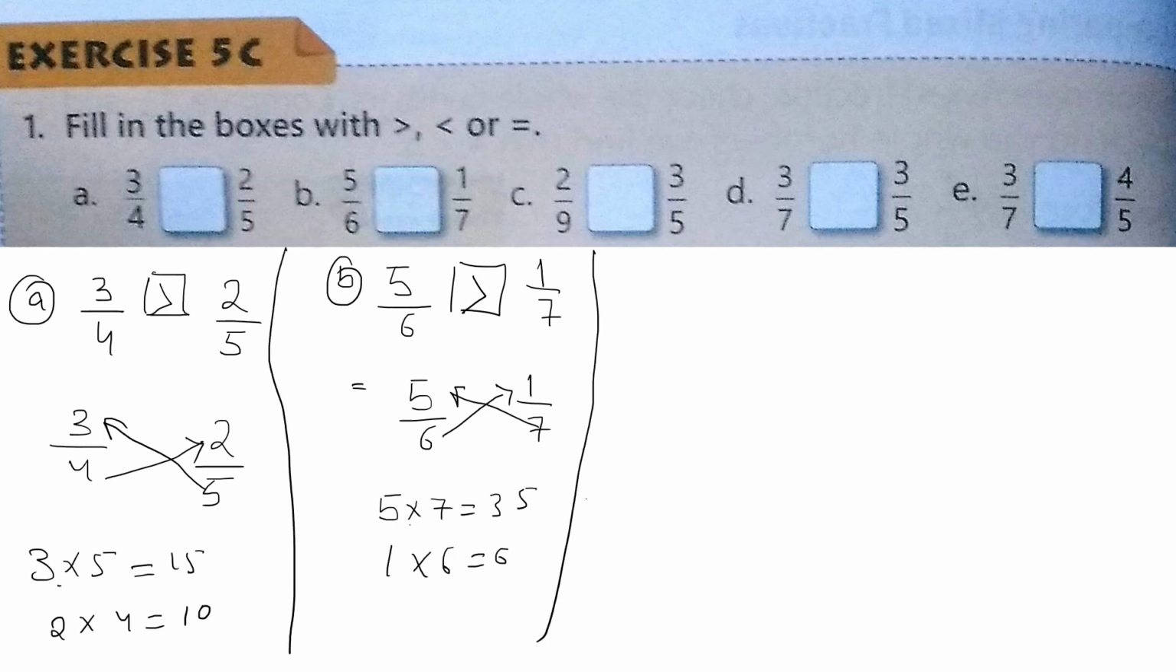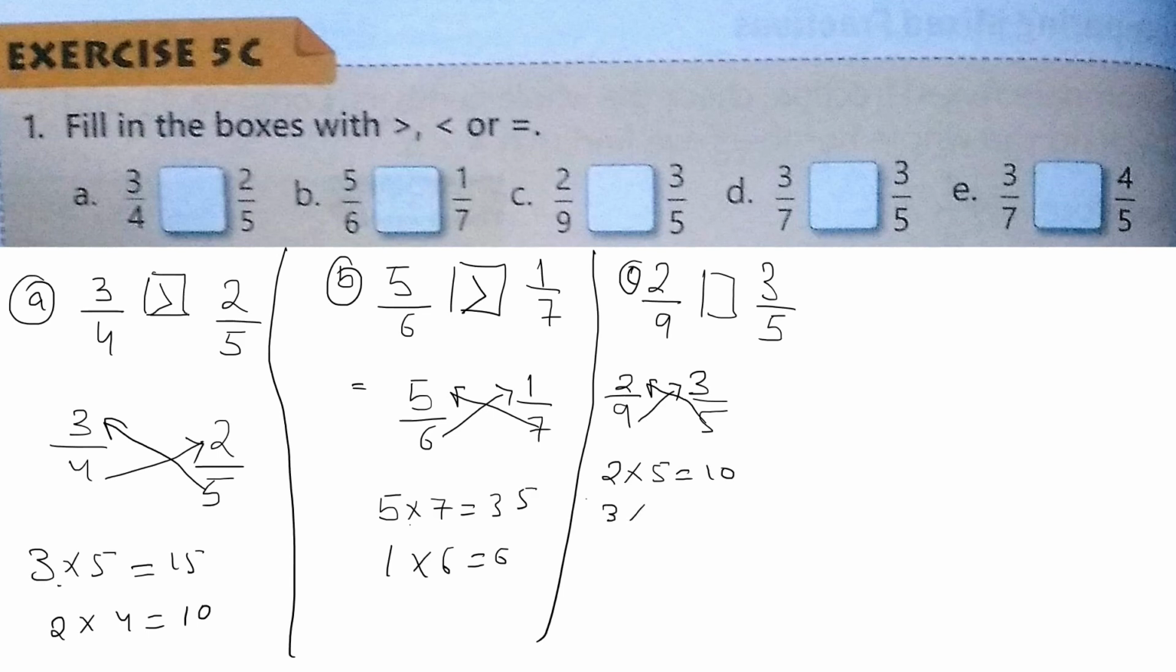Now number C. 2 by 9, then 3 by 5. So multiply it. Always write the numerator first. 2 multiplied by 5 is equal to 10, and here 3 multiplied by 9 is equal to 27. That means 3 by 5 is greater.